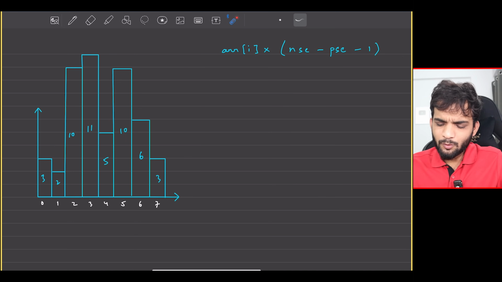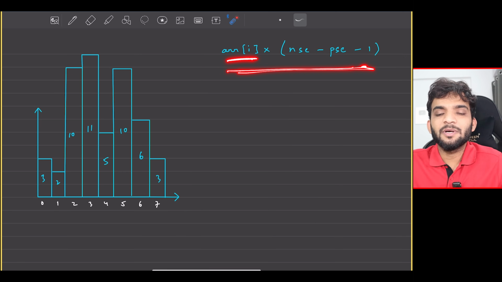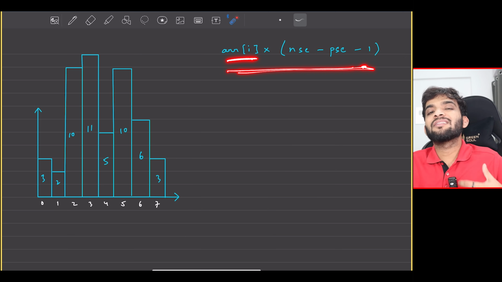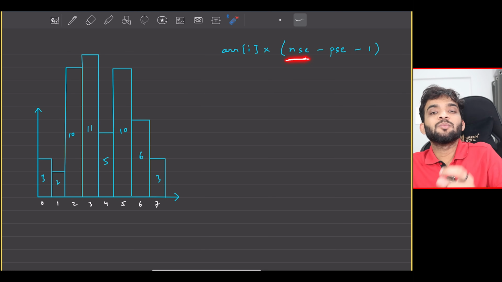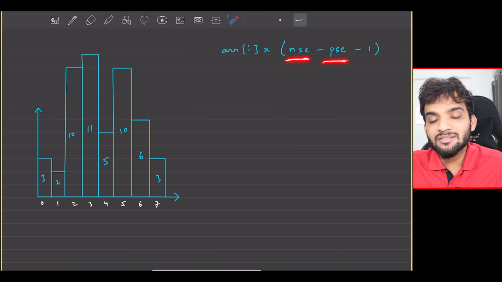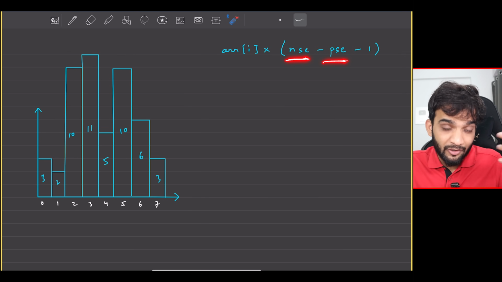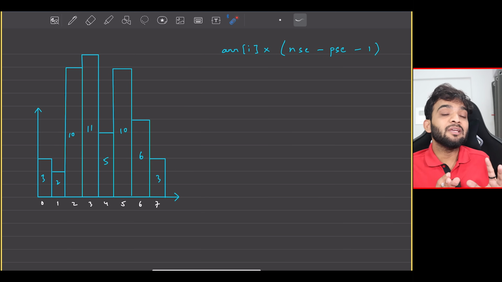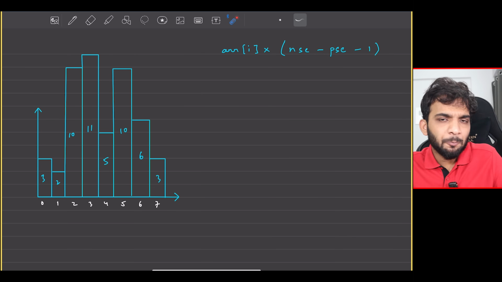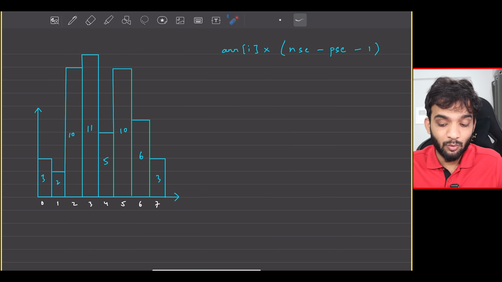And in the brute force, what we did was, we went through each and every element and then we applied this particular formula. In order to apply this formula, we needed to pre-compute the next smaller element as well as the previous smaller element. Now we are not allowed to pre-compute both of these things. We are not allowed to pre-compute and pre-store. So can I do it without pre-computing, without pre-storing is the question.